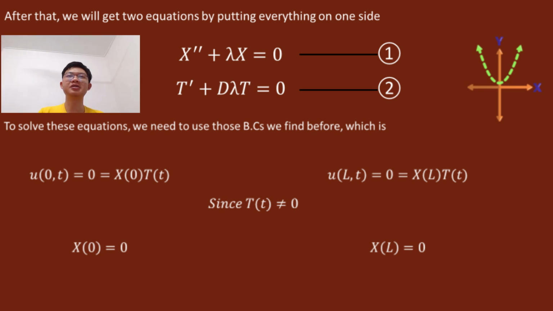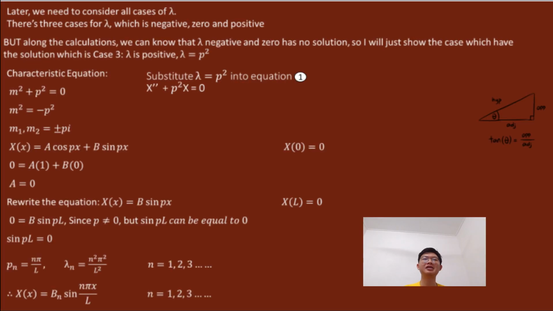To solve this equation, we need to use the boundary conditions we found before. Since the function of T is not equal to 0, we get that the function X at 0 is equal to 0, and the function X at L is equal to 0. Later, we need to consider all cases of lambda. There are three cases for lambda: negative, 0, and positive. But along the calculations, we can know that lambda negative and 0 have no solution. So I will just show the case which has the solution, which is case 3. Lambda is positive, so we will define lambda as p squared.